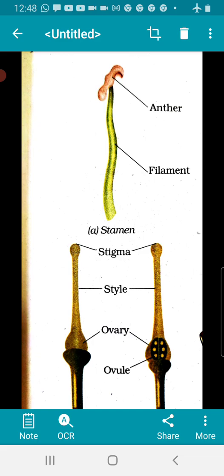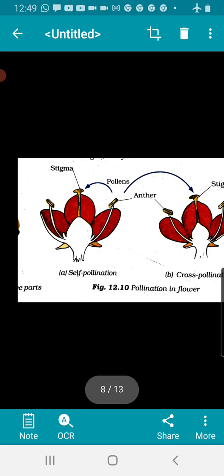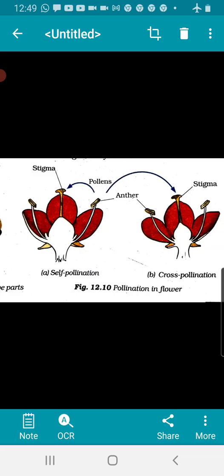The anther contains pollen grains which produce male gametes. A pistil consists of stigma, style and ovary. The ovary contains one or more ovules. The female gamete, the egg, is formed in the ovule. In sexual reproduction, a male and a female gamete fuse to form a zygote. So, how does the male reproductive cell enter into the female reproductive organ? For that, pollination should take place.